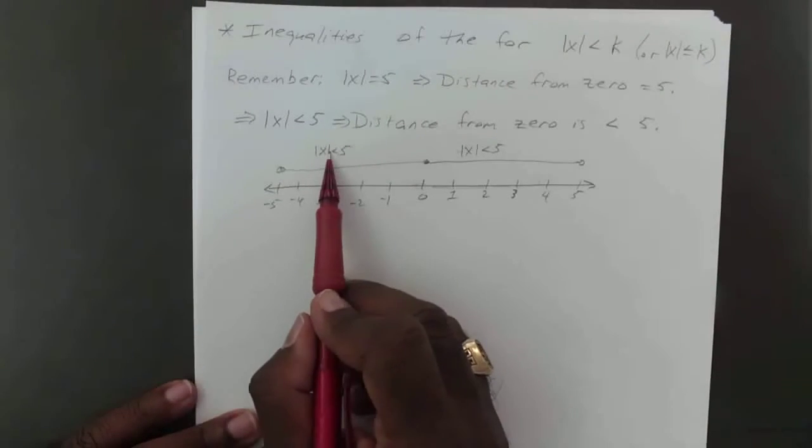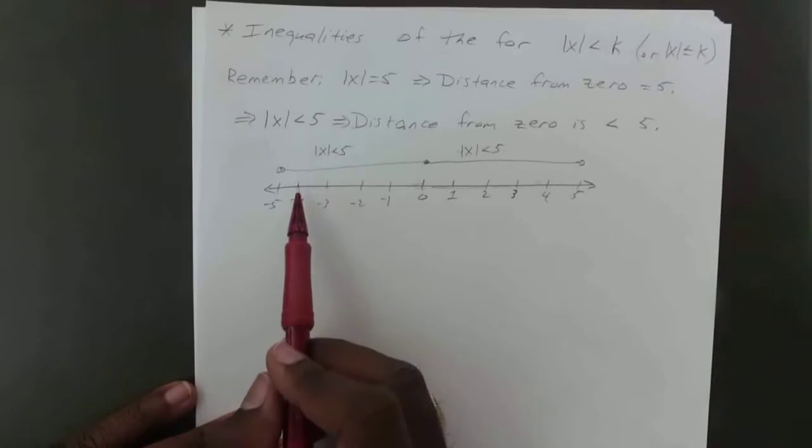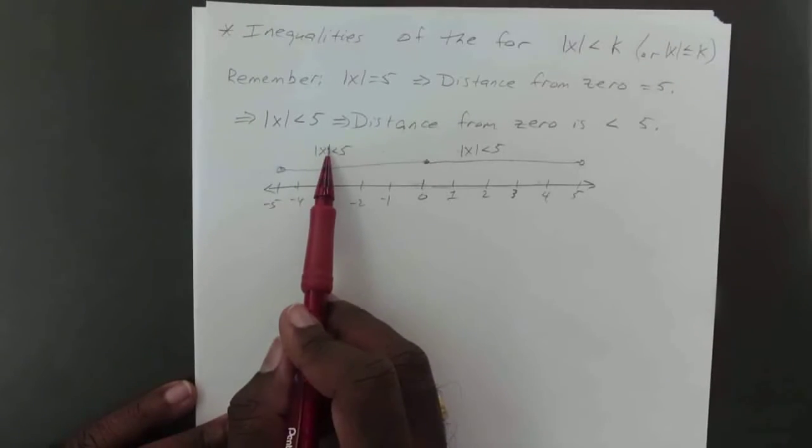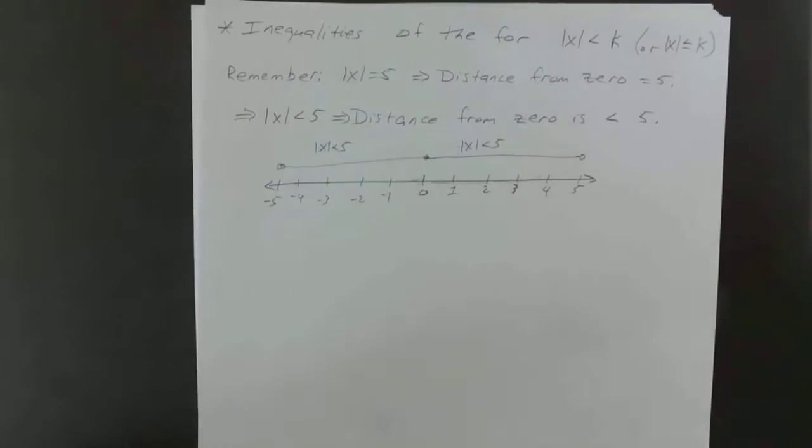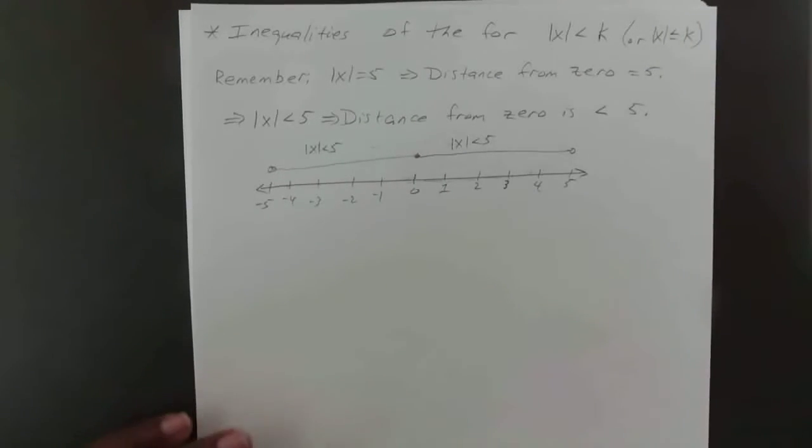Absolute value of -3 is 3. 3 is less than 5. Absolute value of -4 is 4. 4 is less than 5. So for either positive or negative, they'll all be true. Okay.